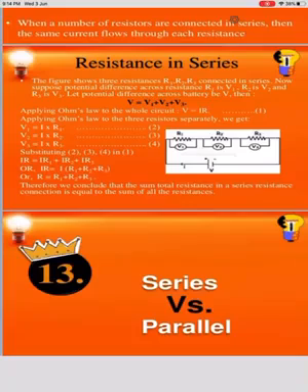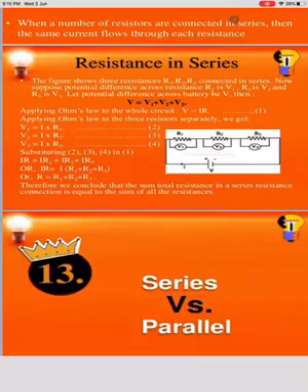Look at the figure here. We know that the potential difference V is equal to V1 plus V2 plus V3, and here I is constant. Applying Ohm's law, V is equal to I times R. So V1 is equal to I times R1, V2 is equal to I times R2, and V3 is equal to I times R3. Substituting these values, we finally get Rs, the total effective resistance in series connection, that is R1 plus R2 plus R3.